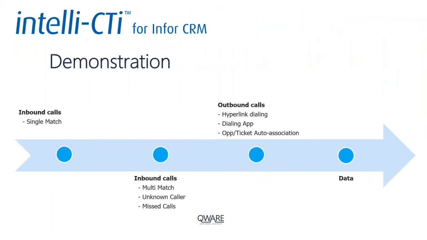So enough slides for now. Let's take you through a tour of intelli-CTi. During the demo, I'm going to take you through several use case scenarios, including inbound calls where we're doing single match, which means the inbound call is unique to one person. We'll also do other inbound calls like multi-match, where more than one person shares the same phone number, as well as unknown numbers and missed calls. Then we'll take you through some outbound call scenarios, hyperlink dialing, some other things, and we'll round this out with talking about how the data is captured and how you could use it.